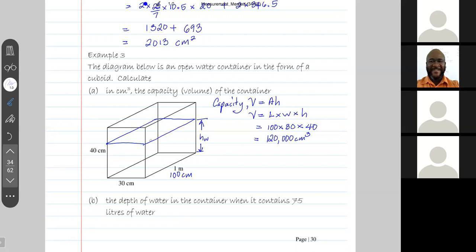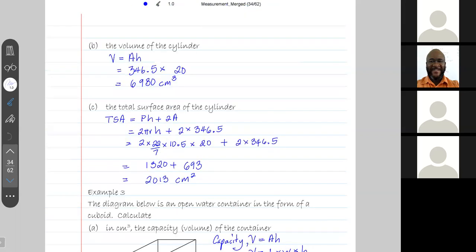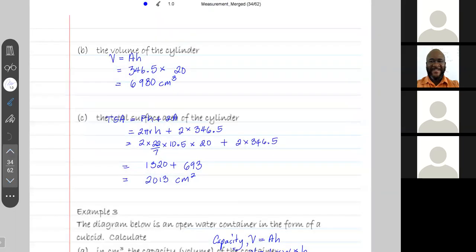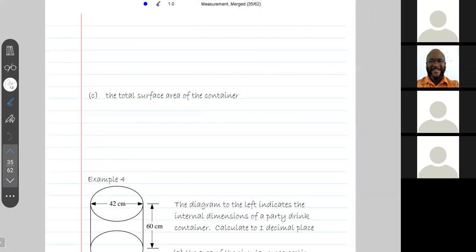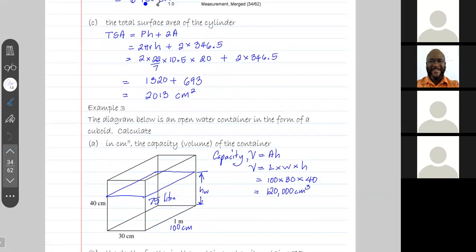We're told that this container has 75 liters of water, and we are being asked to calculate the height or depth of the water in the container. Guys, a liquid takes the shape of its container. So since the container is a cuboid, the water in the container is also a cuboid.